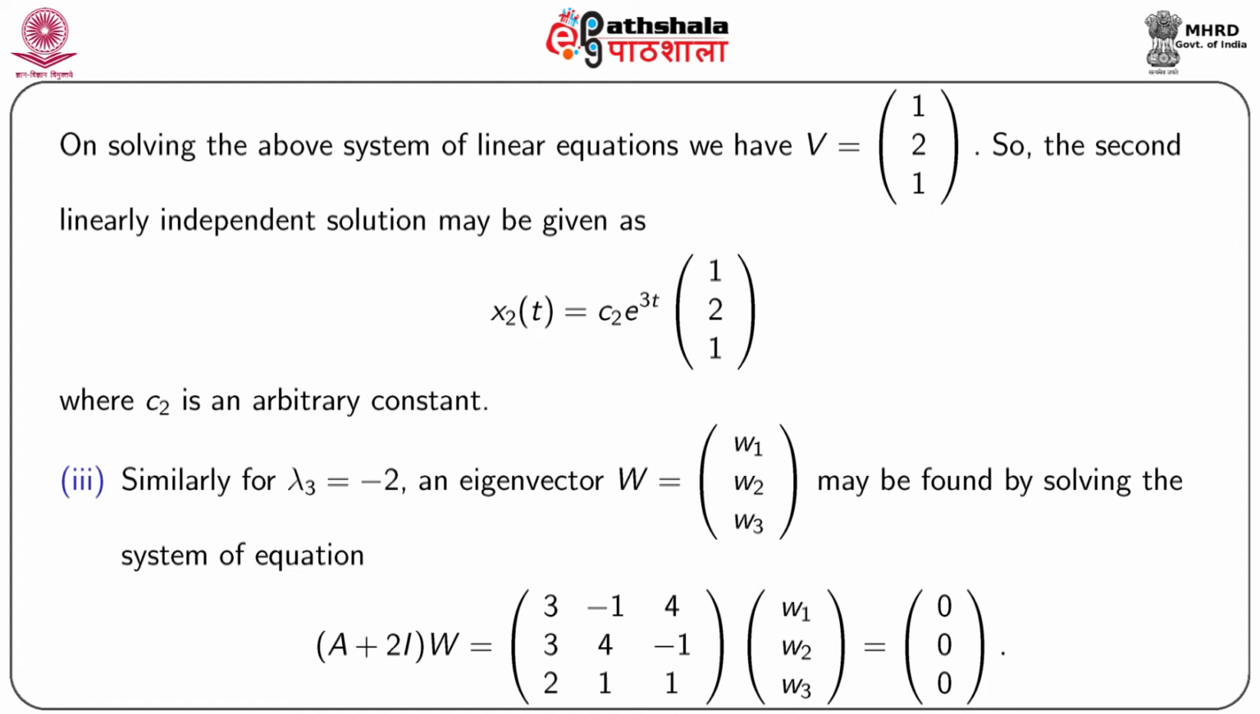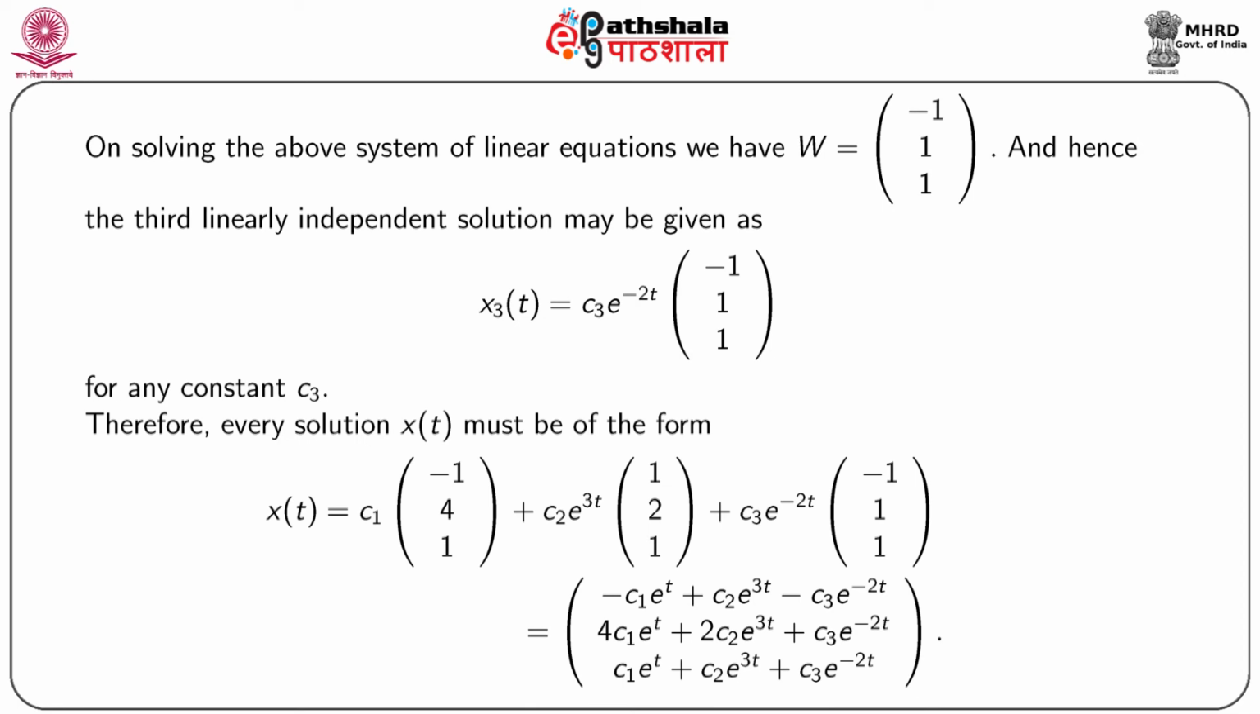In a similar line, for lambda 3 equal to minus 2, we will get an eigenvector of the form w equal to (minus 1, 1, 1), and hence our third linearly independent solution can be written as x3(t) is equal to c3 e to the power minus 2t times (minus 1, 1, 1) for any constant c3.